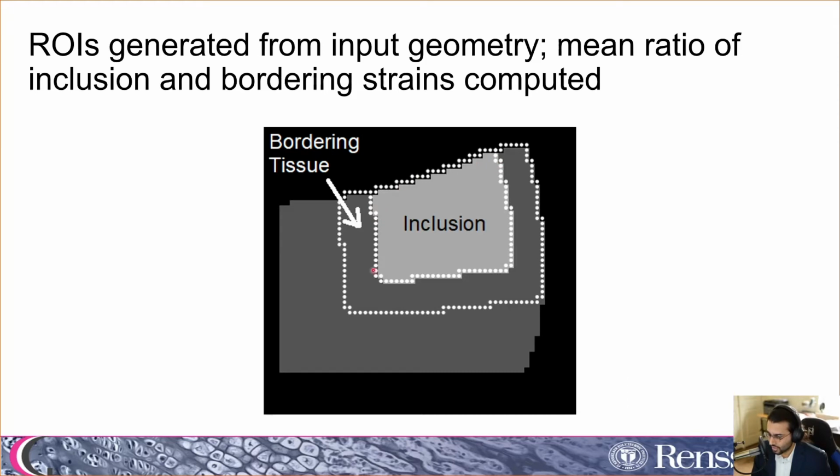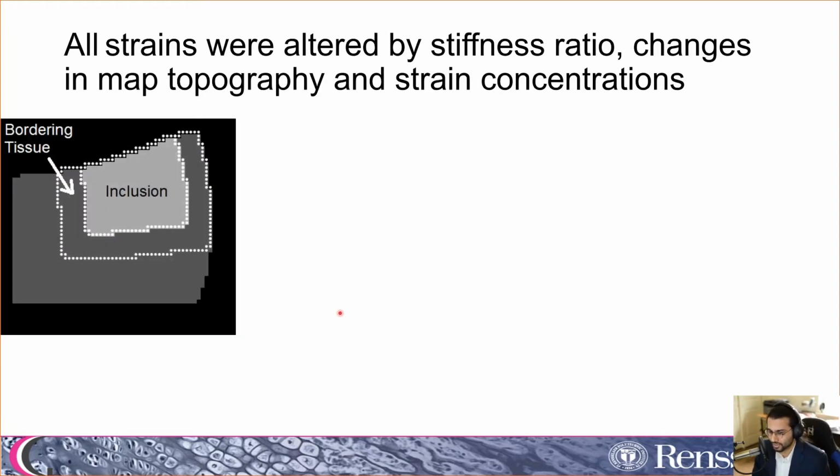This inner dotted line here is the zone of the inclusion, while this outer dotted line is what we consider the bordering tissue, a 5-pixel width zone. So these regions of interest were used for the analysis. So now I'm going to show you the actual strain maps themselves.